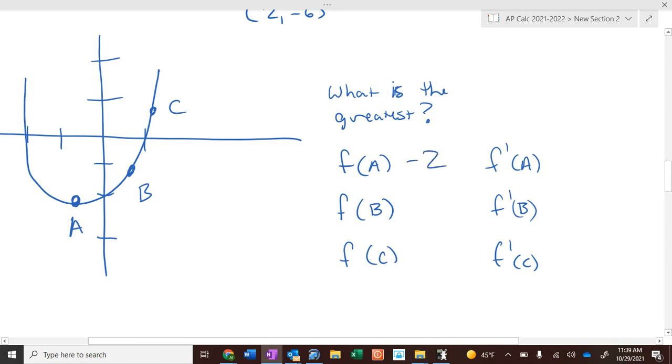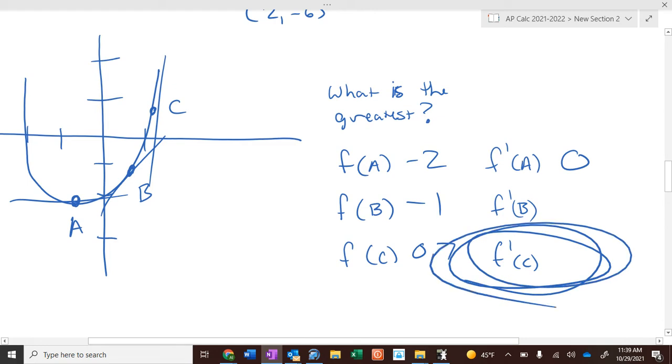So the first derivative at A, what's the y value at A? It's like -2, right? What's the y value at B? Like -1. What's the y value at C? Like 0.7. What's the first derivative at A? It's a horizontal tangent line when it hits it. That's 0. What about this one or this one? The first derivative at C would have the greatest value because the slope would be like 10 or 12 or something like that, versus a slope of like 1 or a slope of 0.